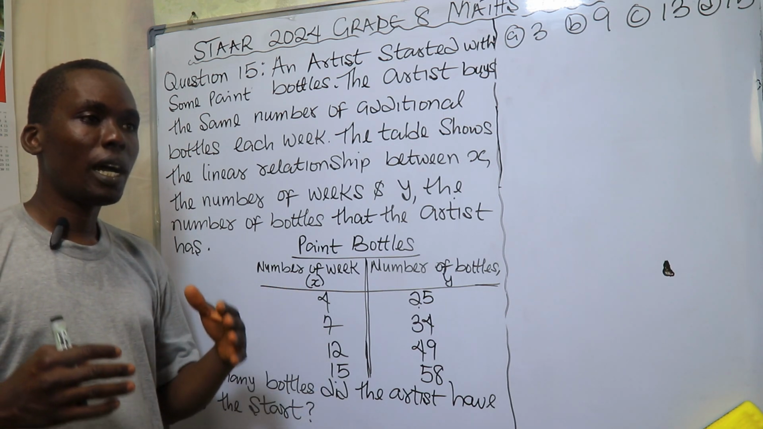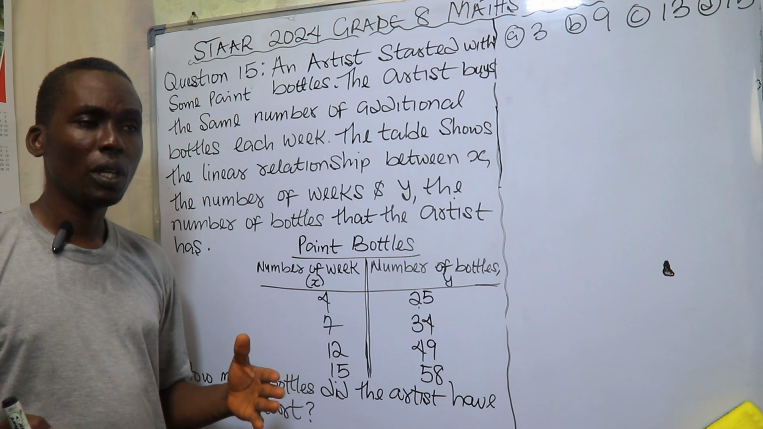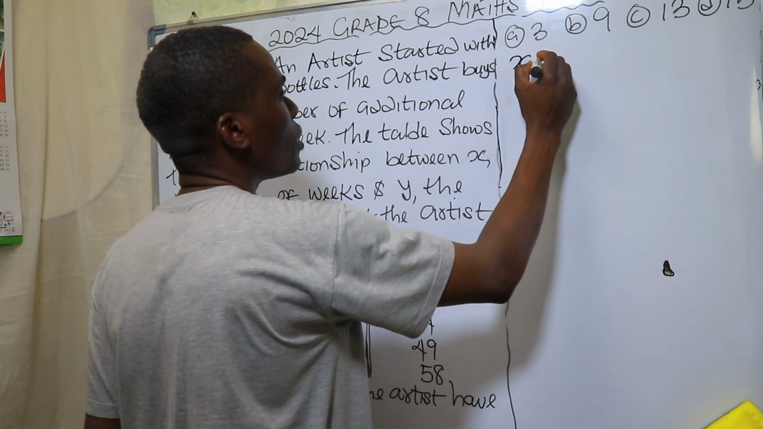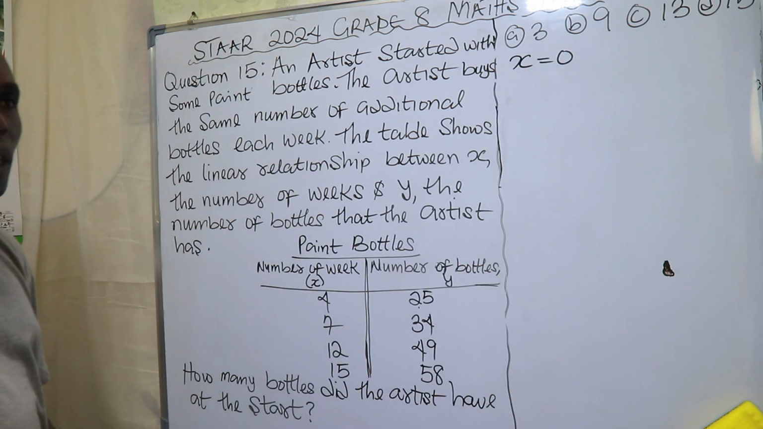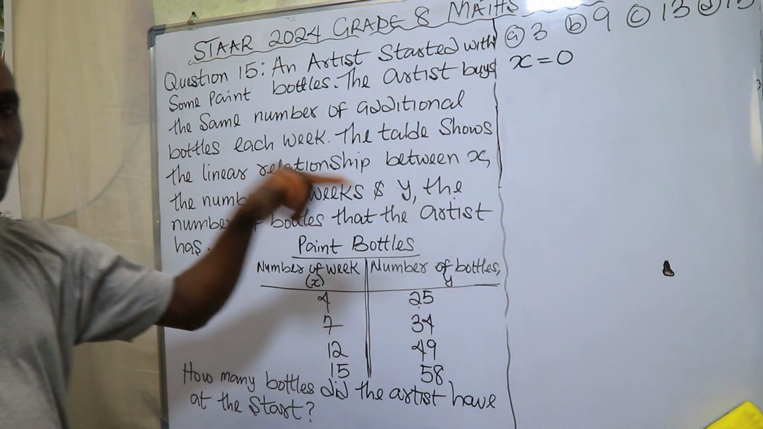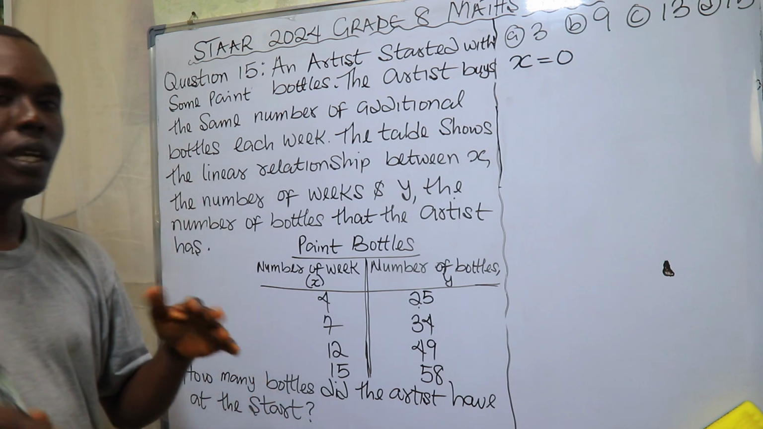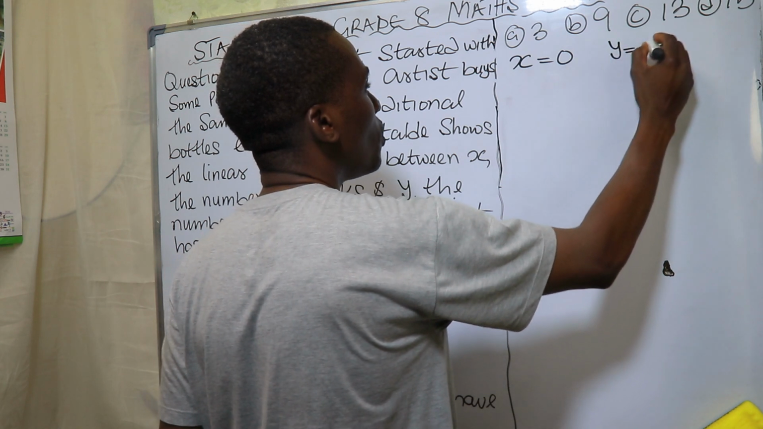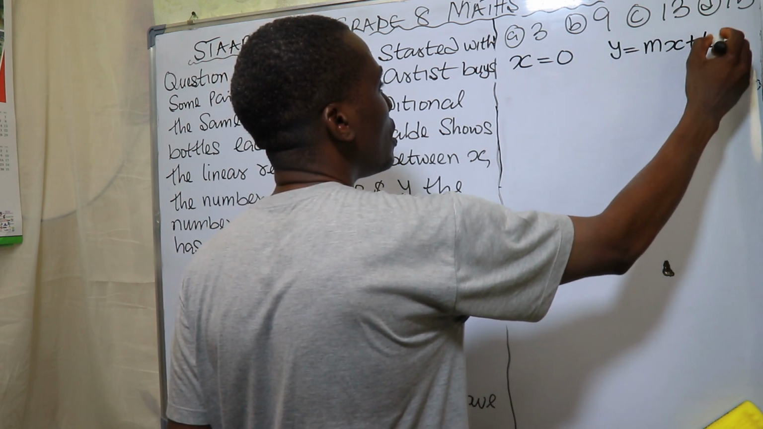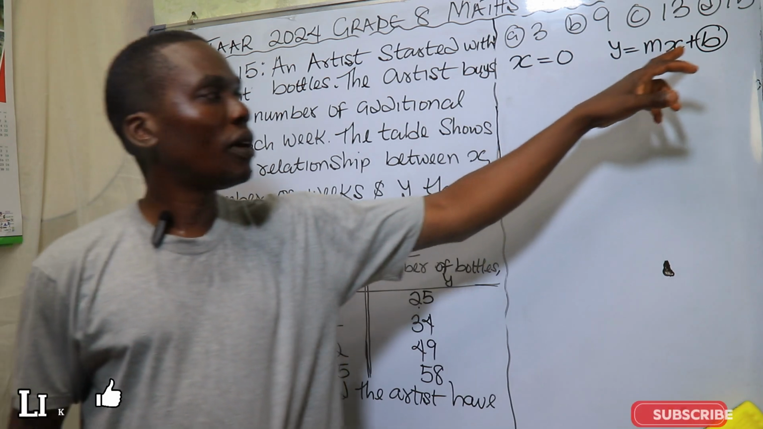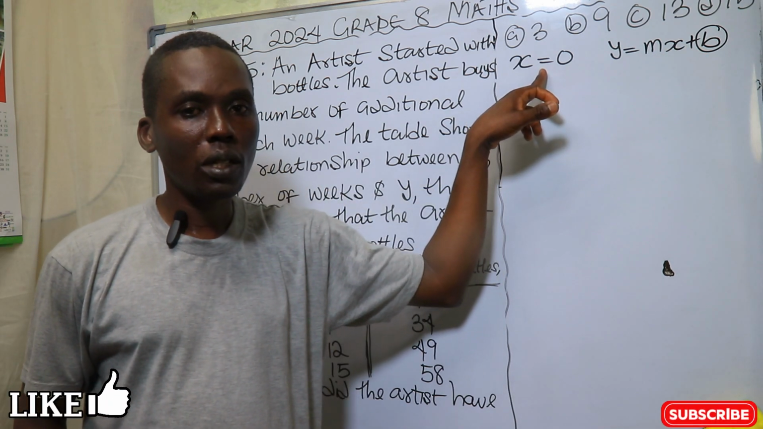Now, how many bottles did the artist have at the start? You notice that when the artist started, the number of weeks X is equal to 0. At X equal to 0, the value of Y will be the intercept of the line. Remember, in a Cartesian plane, for the expression y equal to mx plus b, at the intercept of the line with the y-axis, the value of x is always equal to 0.